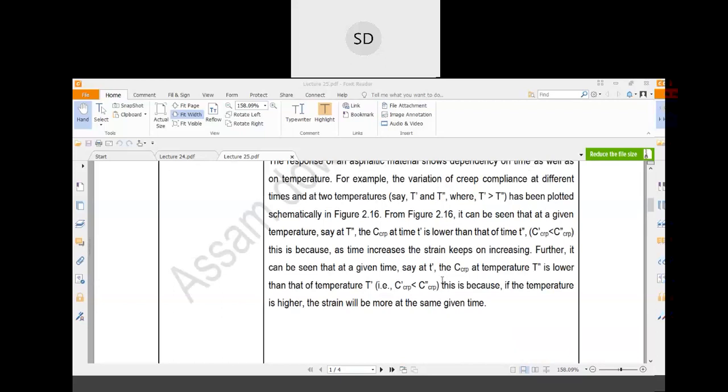Now, what was the compliance in a creep condition? That is the stress divided by strain, which is the creep compliance. Now, it can be seen that at a given temperature, suppose T dash, the creep at time T is lower than that of the time T double dash.